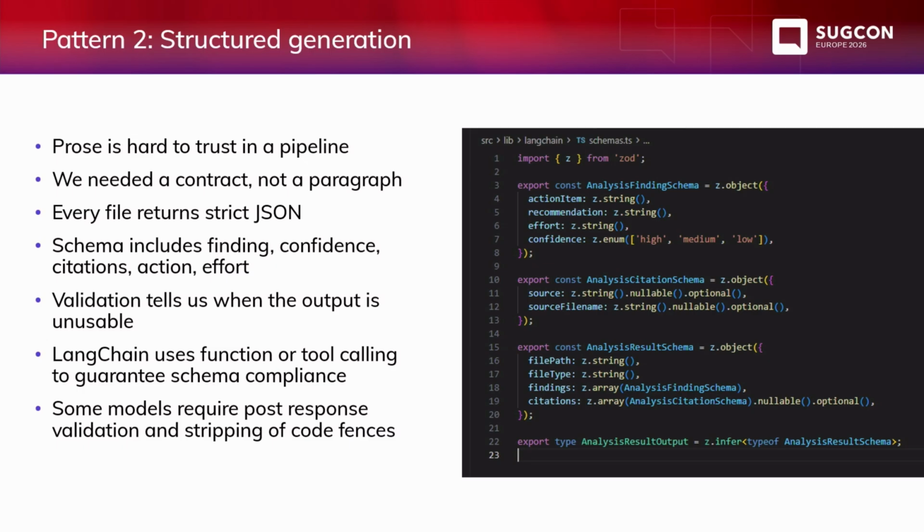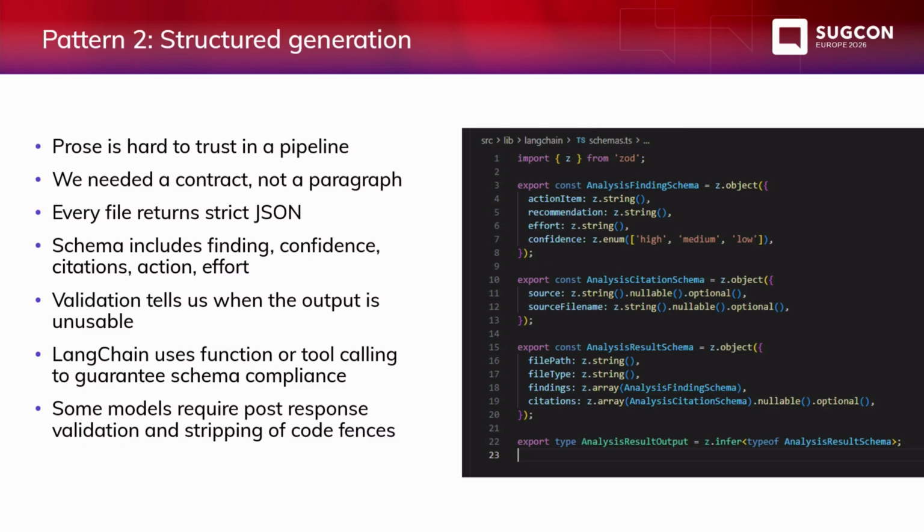And so we want every LLM invocation to return strict JSON. And that JSON schema includes an array of findings for that particular file. It includes the LLM's confidence level that the advice that it's providing is sound. It will provide citations from the documentation so we can link that back to the knowledge base to understand why that recommendation is being made, what the actions are for that particular file that we're migrating, and some indication of effort around that.